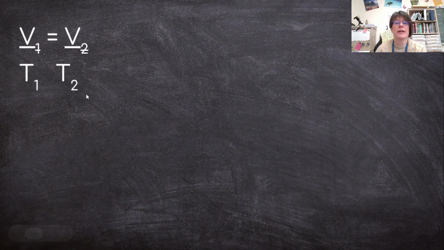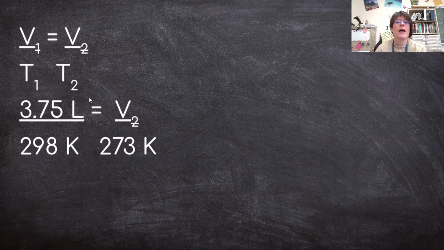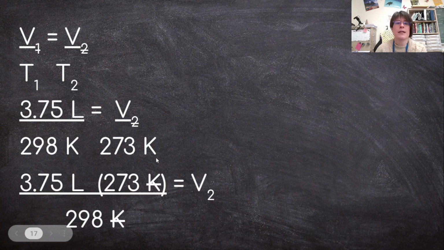I write down my equation. V1 over T1 equals V2 over T2. I plug in my numbers. 3.75 liters divided by 298 Kelvin equals V2 divided by 273 Kelvin. Now I want to get V2 by itself, so I need to multiply both sides by 273 Kelvin.